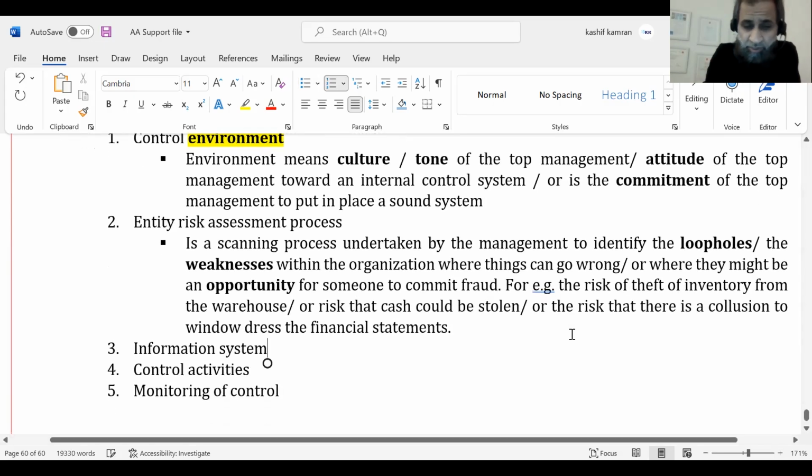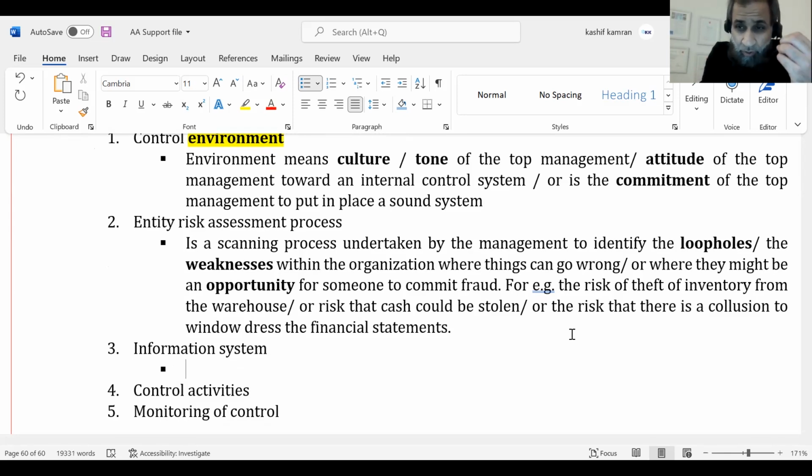Next, information systems. You should have proper systems in place through which you can communicate the problems and issues. For example, someone needs to whistleblow the problem, right? For example, there is a fraud going on in the company.